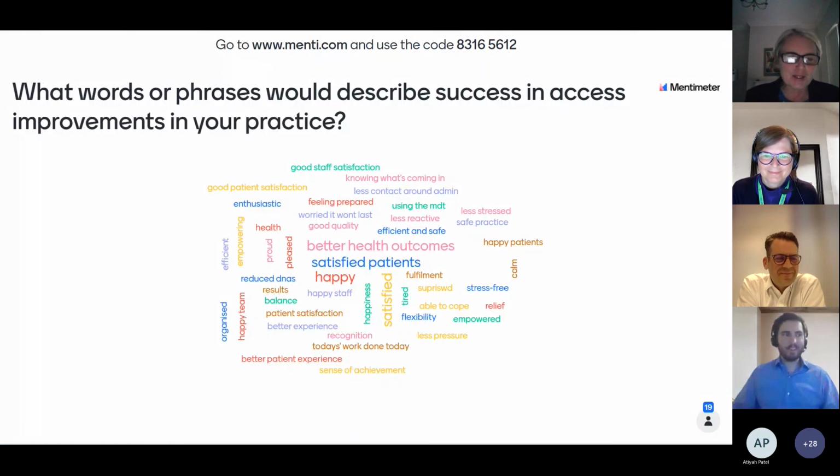So we have got some really nice things. The larger the wording, the more people who've said it. So yes, if we do have a success in an app, in an access project, we'll have better health outcomes. We'll have more satisfied patients. I guess happy is across the board: happy staff, balance, reduced DNAs, enthusiasm. Oh gosh, this is really good. I'm really glad that we've done that.